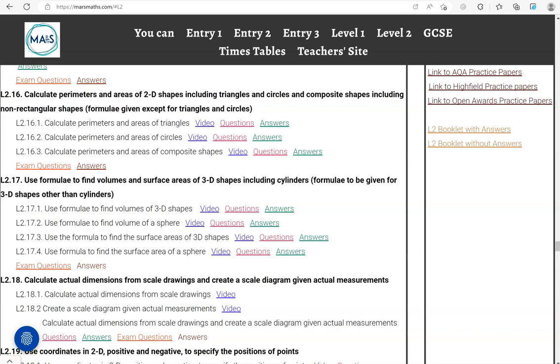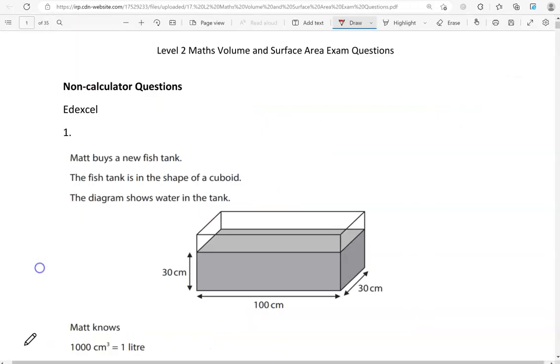In this video, we'll go through exam questions that cover the criteria: use formulae to find volumes and surface areas of 3D shapes, including cylinders, with formulae to be given for 3D shapes other than cylinders. You can locate the questions on the mathsmaths.com website under Level 2. The questions come from different exam boards. We'll start with the non-calculator questions and then move to the calculator questions. Here is the first one.